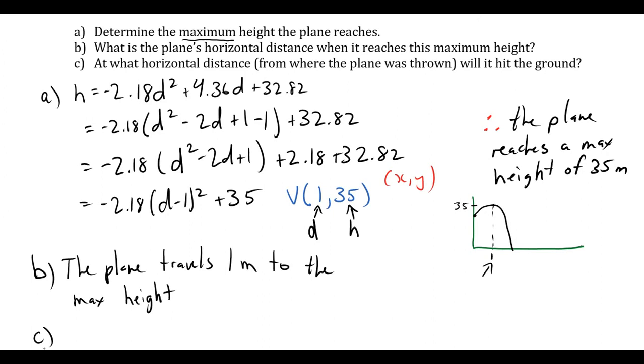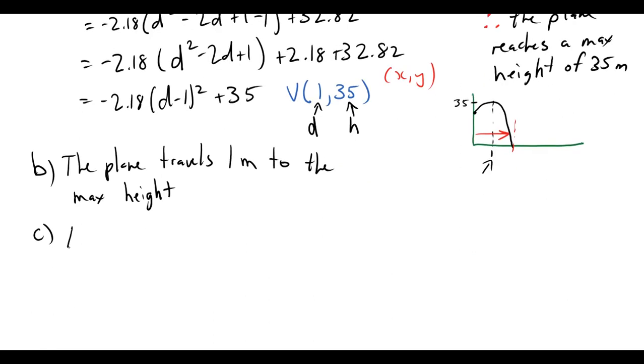And in this case, we certainly did. Part C: what horizontal distance from where the plane was thrown will it hit the ground? That question is asking about this distance until it gets to here, where it hits the ground. So this is the kind where we are going to solve. H will be 0. Find D.